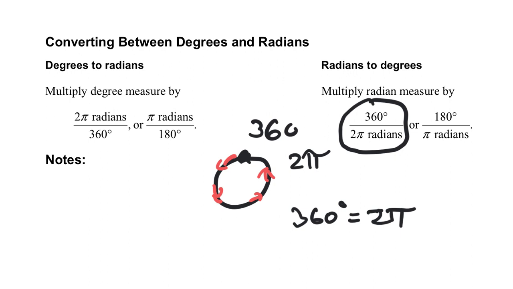And if we look at half of a circle, that would be 180 degrees. 180 degrees is the same thing as just a single pi. So we measure radians in terms of pi and degrees, well, in degrees. So let's actually get to using this stuff.